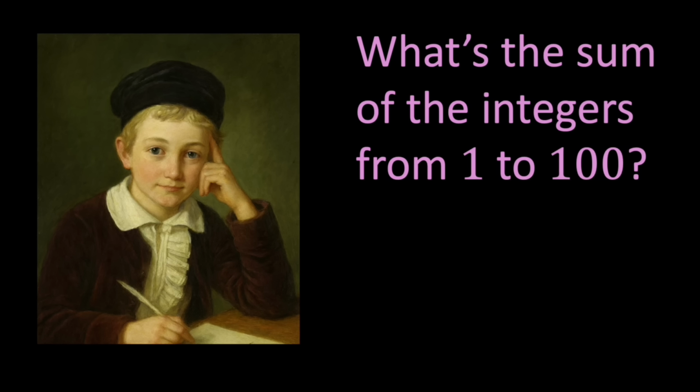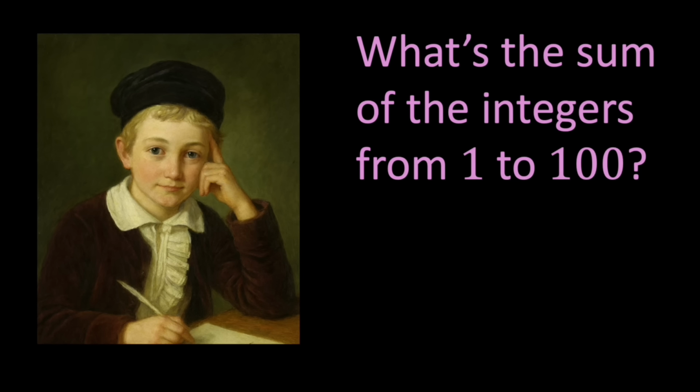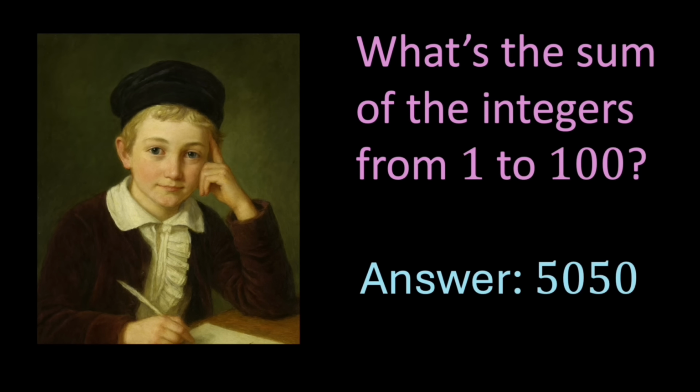The teacher had intended it as a time-consuming exercise, expecting the class to add each number slowly by hand, one by one, all the way up to 100. But Gauss responded almost instantly with the correct answer, 5,050. His method was elegant.